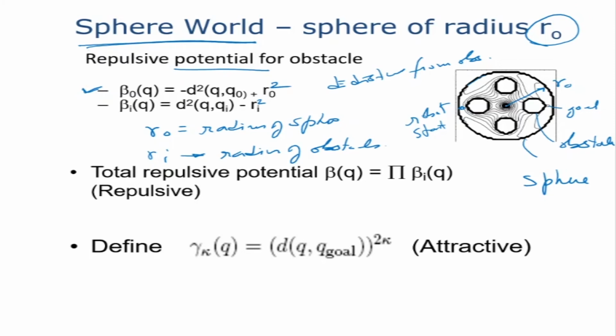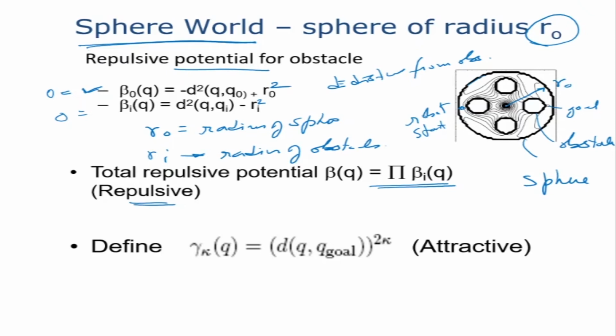Now when it comes to the boundary of the outer sphere, what will happen? This one will become 0. And if it comes to the boundary of an obstacle, it will also again become 0, because d squared will become equal to Ri squared. Okay. Now, the total repulsive potential is equal to the sigma, or the sum, of beta i. Okay, this is the total repulsive potential acting on the robot.